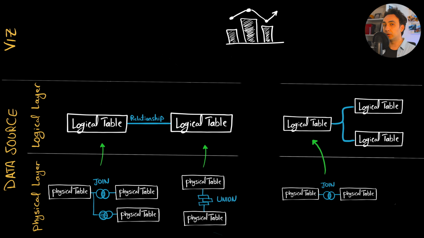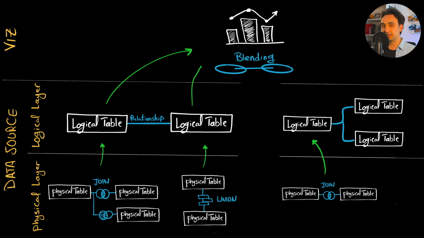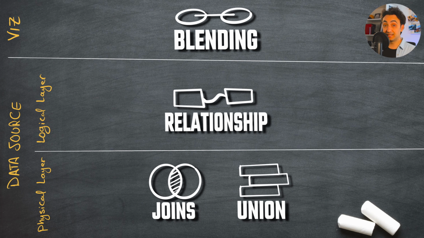level, where Tableau offers us the last and very unique method of connecting and combining tables, something called data blending. So by looking at this, you can see that Tableau offers us 4 different methods of how to combine and connect tables in different layers and different levels. In the physical layer, we have the joins and unions, in the logical layer we have the relationships, and at the visualization level, we have data blending.